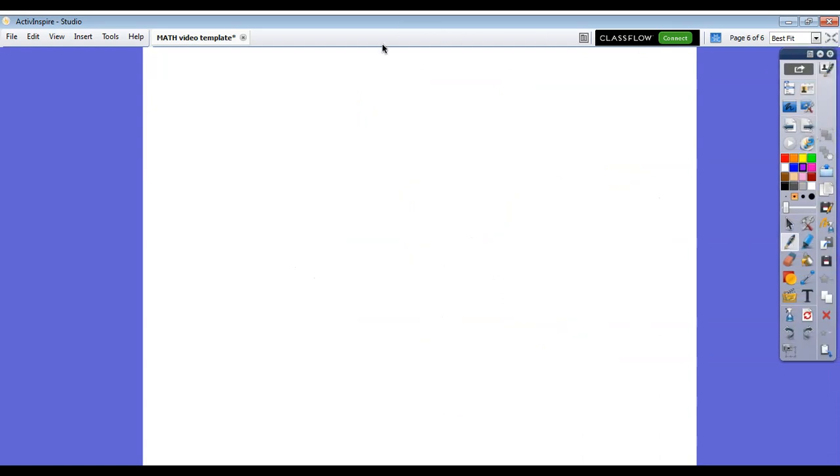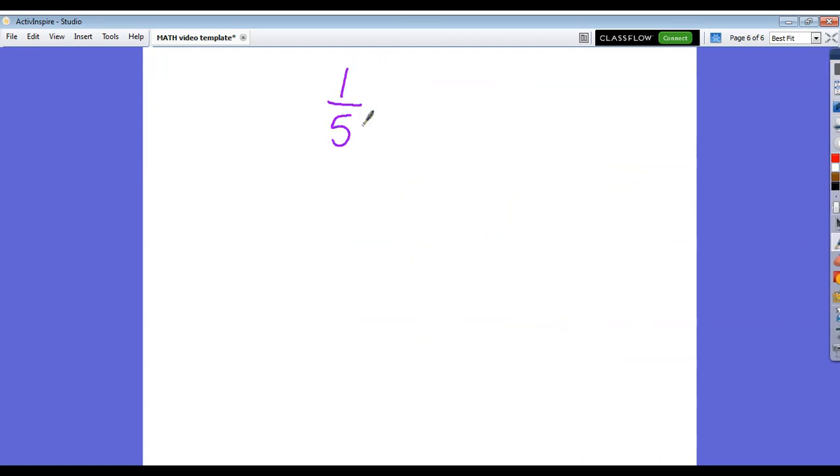Now, if I want to multiply two fractions, if I want to do 1/5 times 2/3, again, I could multiply my numerators. So 1 times 2 is going to give me 2. And I can multiply my denominators. 5 times 3 is going to give me 15.